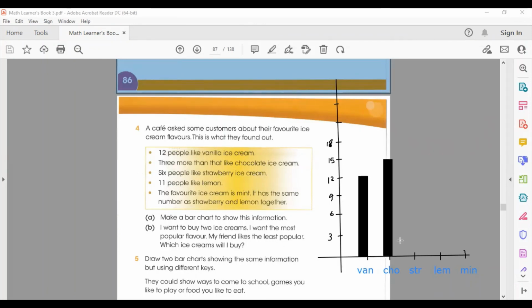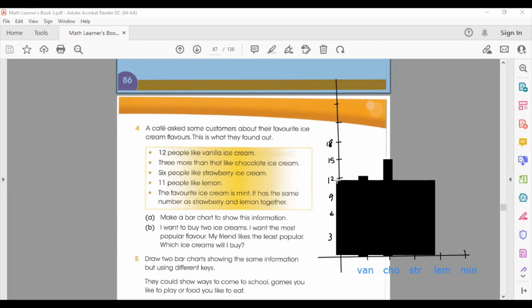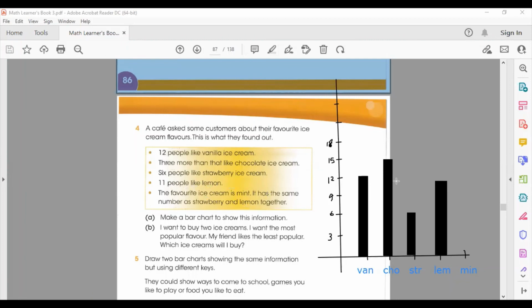And 6 people like strawberry. Okay, what about 11 people like lemon? And the favorite ice cream is mint. It has the same number as strawberry and lemon. 11 plus 6, 17 people like it. Until here, yes.